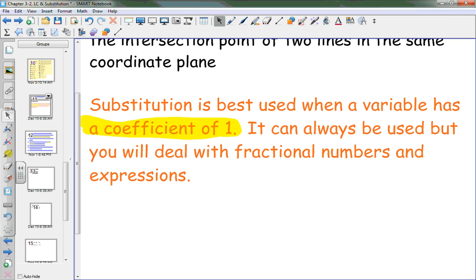So we want to look for the coefficients. What's the coefficient again? X and Y, those are your variables. What's the coefficient? The number in front of the variable, correct? So coefficient is the number in front of the variable. If that number is 1, this is when we like to use substitution.